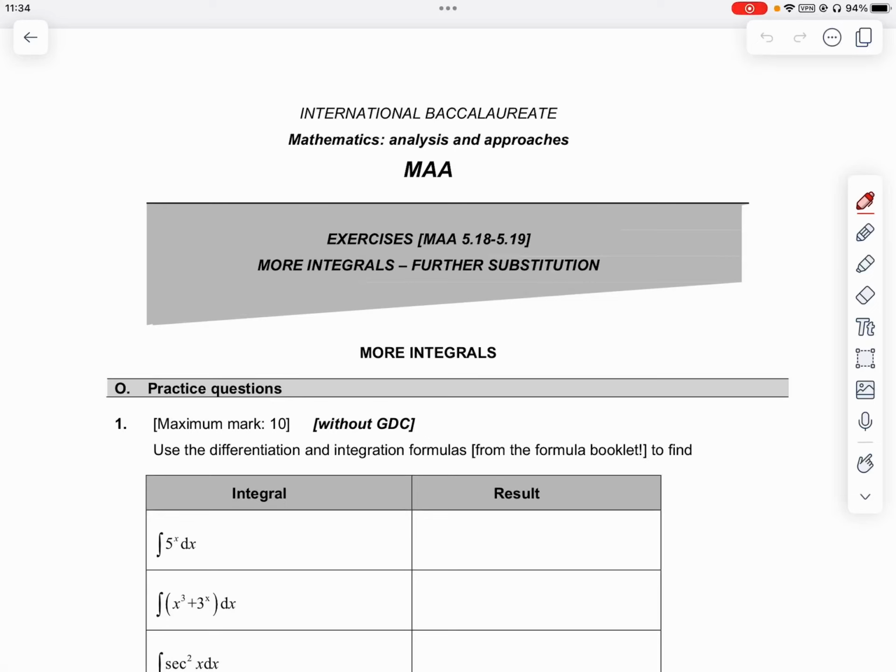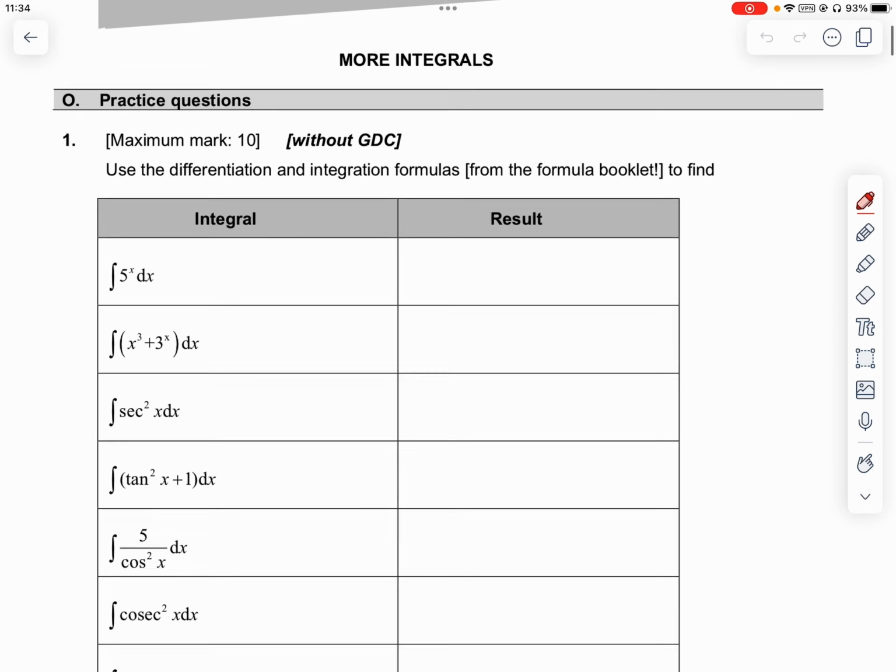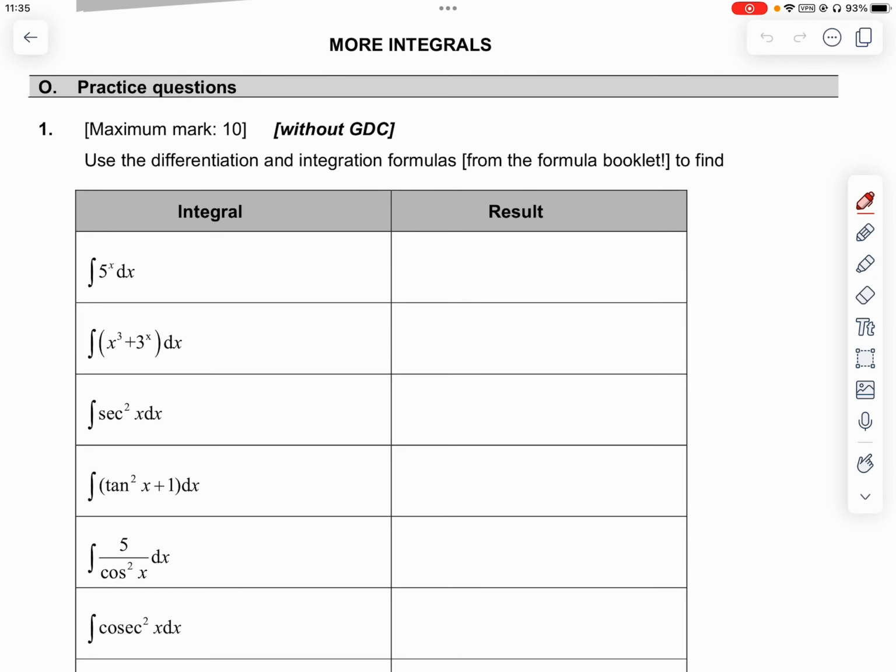So welcome. This is an exercise based on integrals, substitution, all the past paper questions from the previous years, and some exercise questions also based exclusively on substitution. So first question, integral of 5 power x dx. So we shall do it out from basics to the higher level. So it becomes 5 power x upon ln 5 plus c.